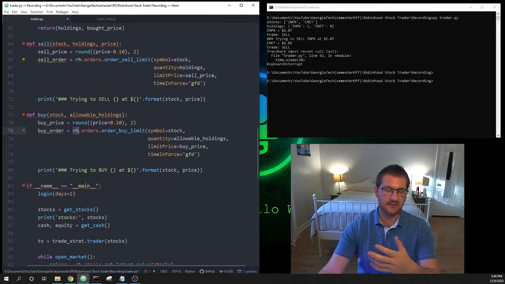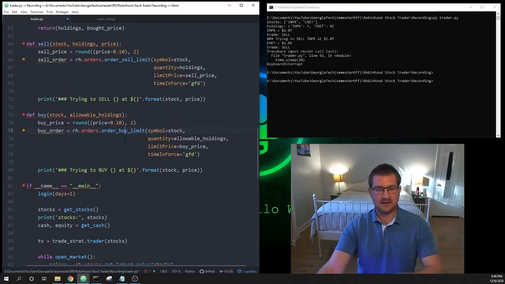And if you're interested in other trading strategies, there are other trading strategies in the Robin Stocks API. All you have to do is look them up and plug them right into here, and they should work fine. So you can totally customize your own versions in that way. And to the buy order, we pass our stock, we pass our allowable holdings, so our quantity, we pass our buy price, and then again, the time in force, which is just good until filled.